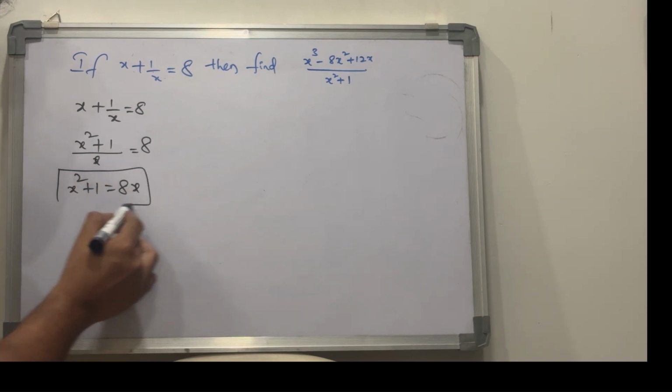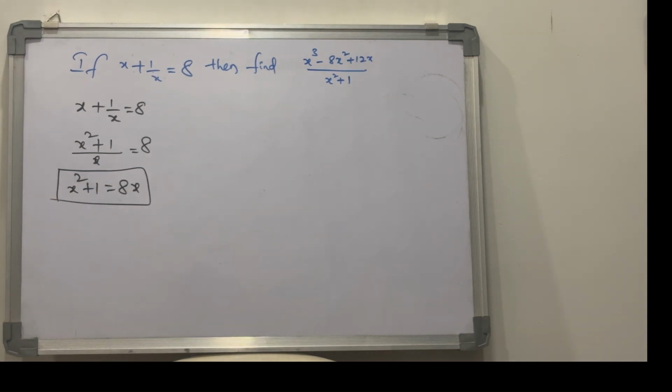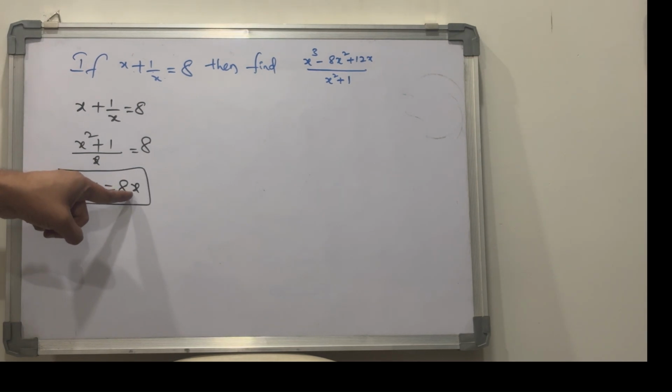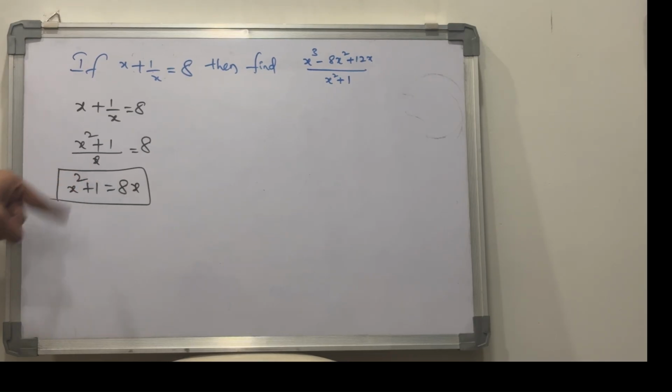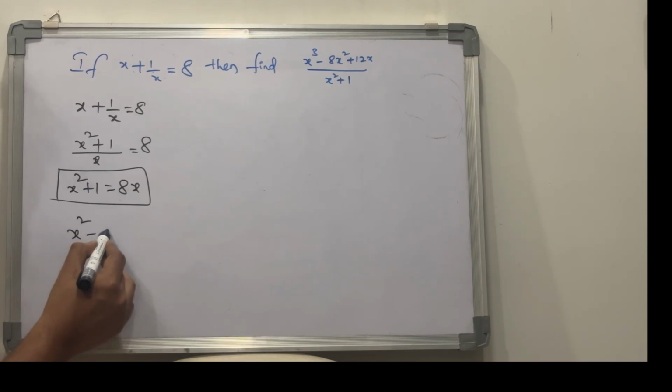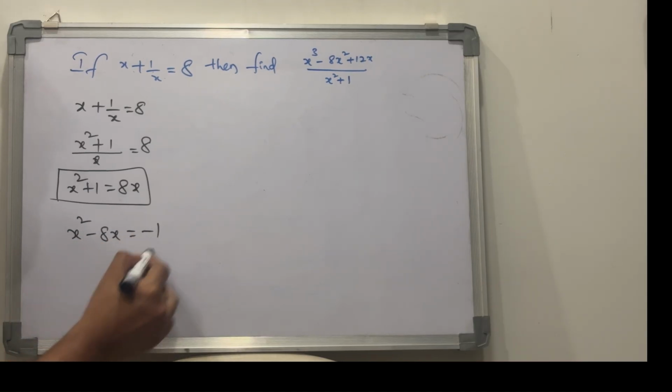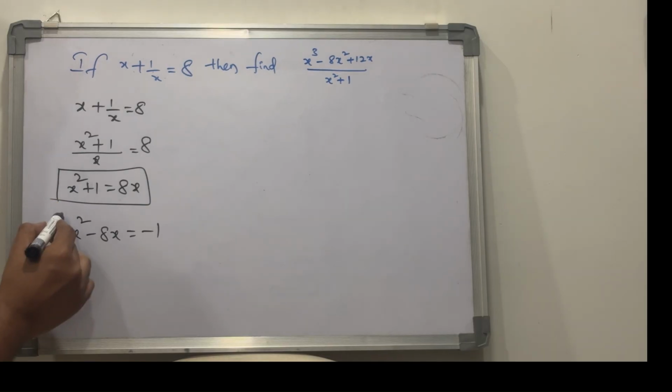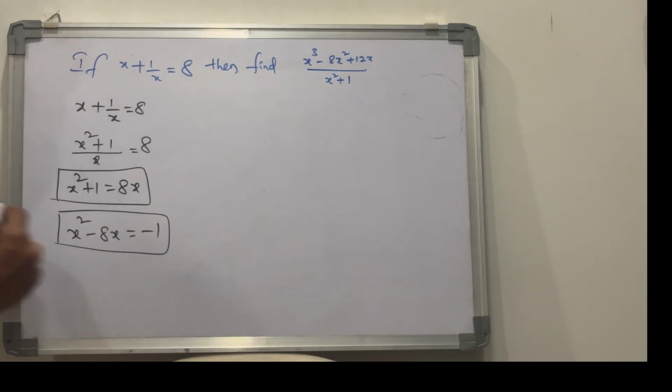Then next you can bring this 8x to this side and 1 to that side. So x square minus 8x is equal to minus 1. Please note down these two.